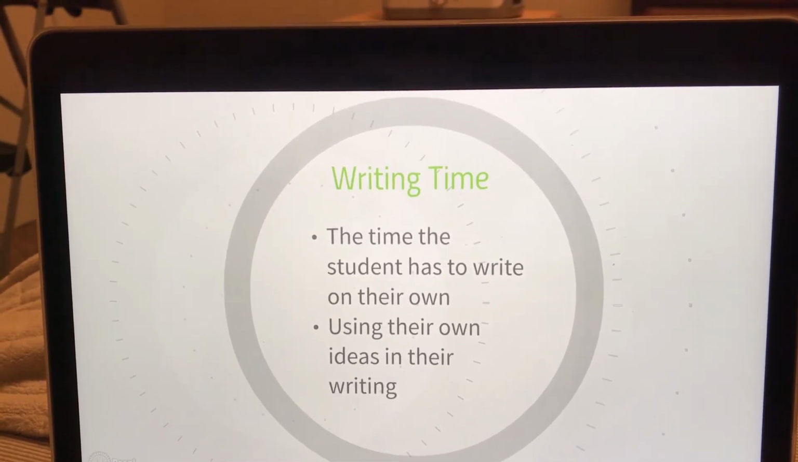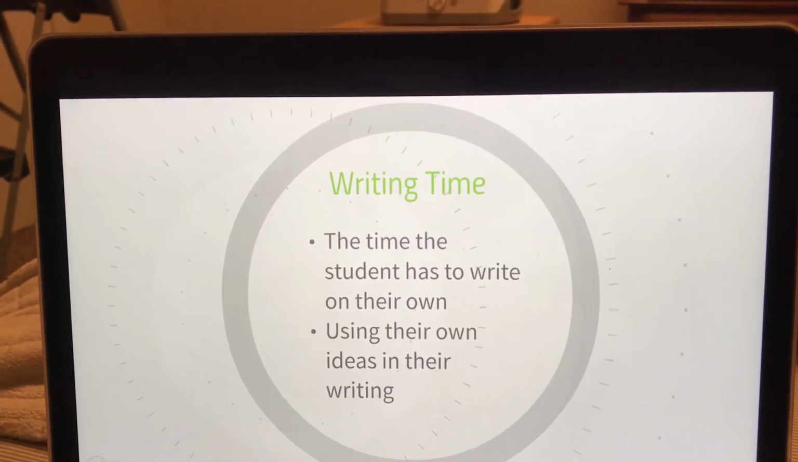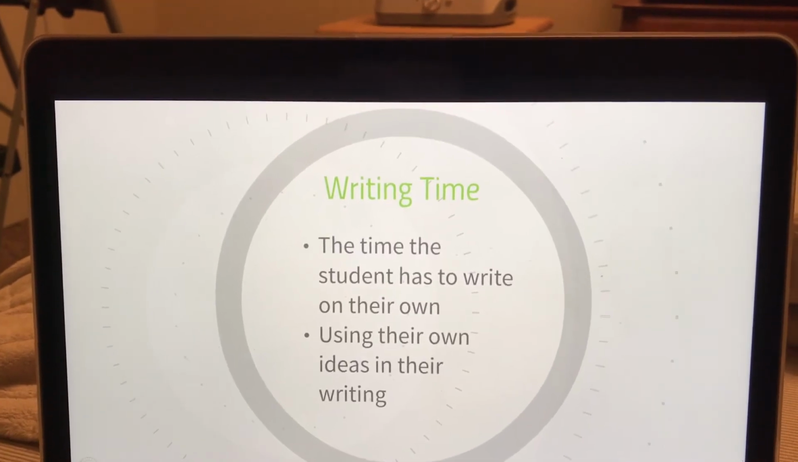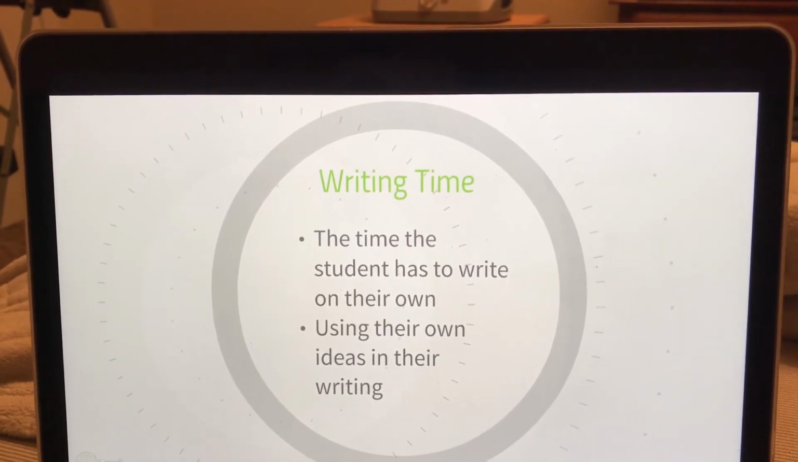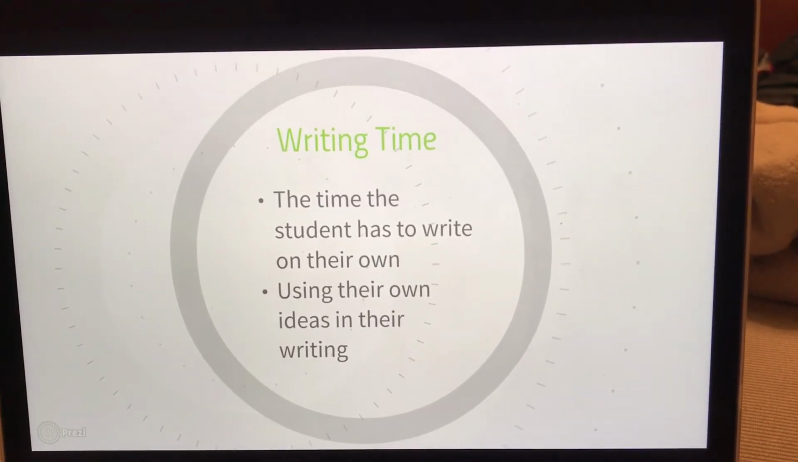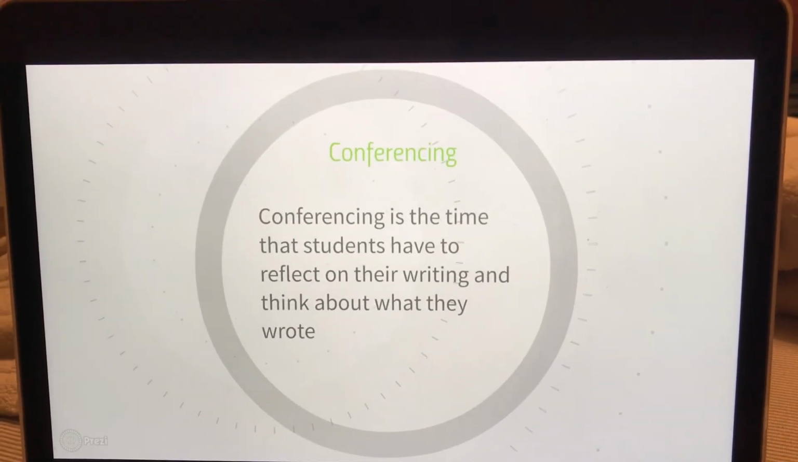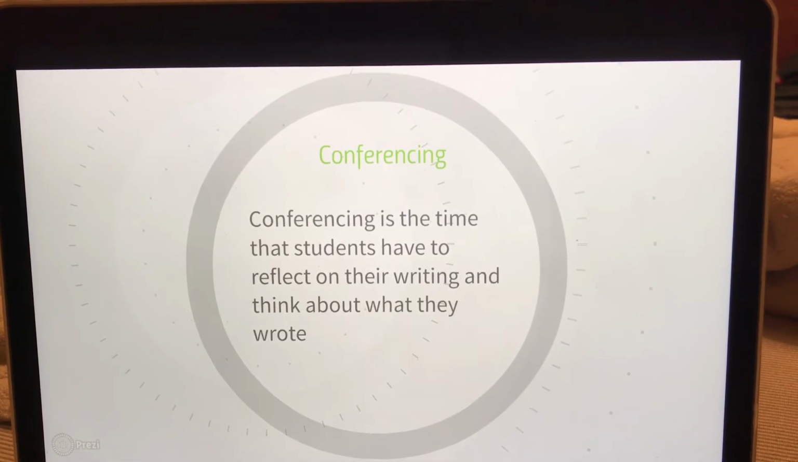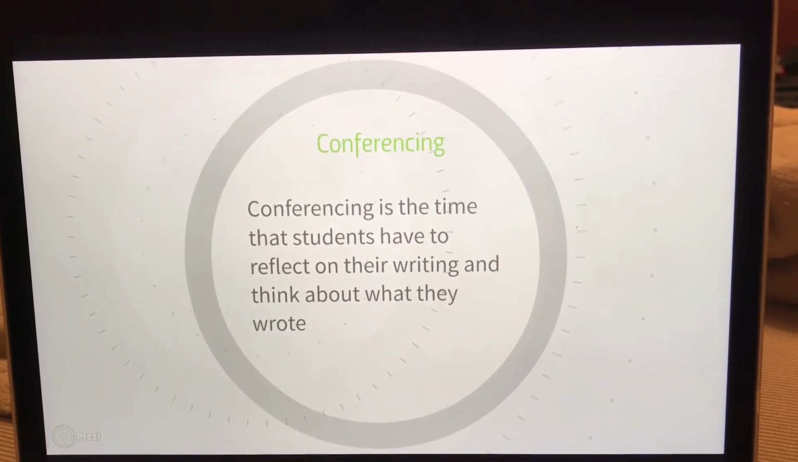If you compared her to someone older, she wasn't very fast at writing, but she would diligently sit there and write. One time she wrote for a solid 12 minutes. She really enjoyed this part of the lesson. Conferencing is the time that students have to reflect on their own writing and think about what they wrote.